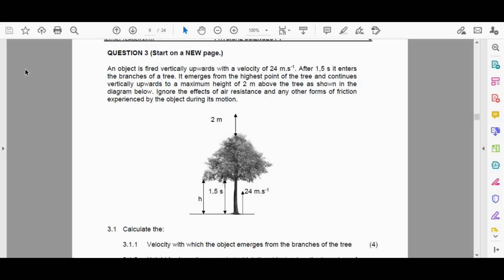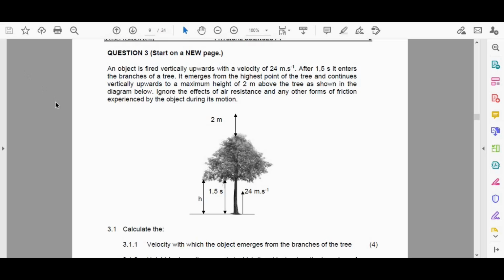Okay, we see a beautiful picture there of a tree. We see the initial velocity, we see the 1.5 seconds, we see there's an unknown height that we do not know of, and we know that the tree from its highest point, from the bottom to the high point, 2 meters, it reaches above the tree, we see. We're not sure of the object, so maybe we can assume it's a ball or a stone.